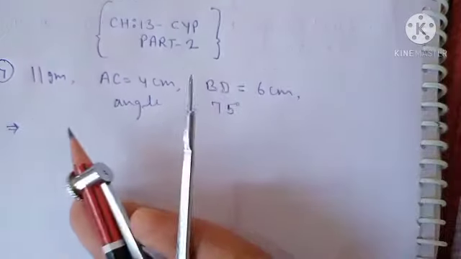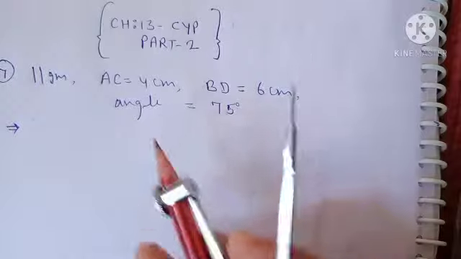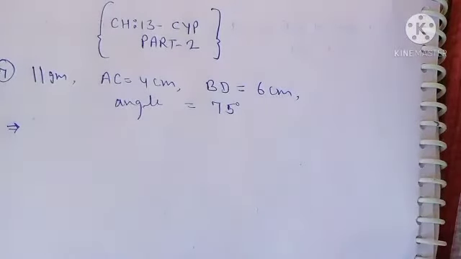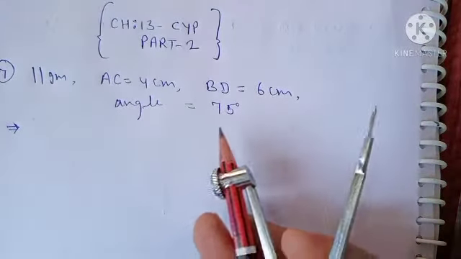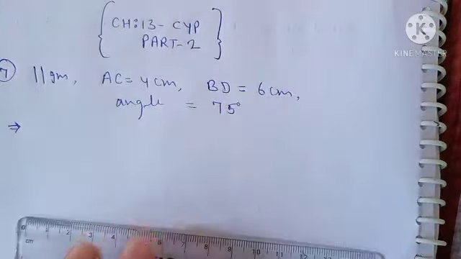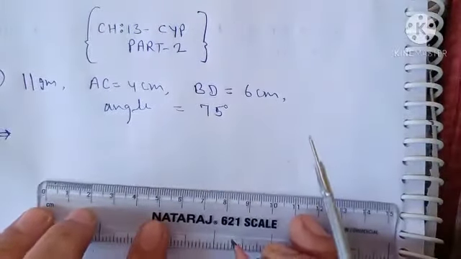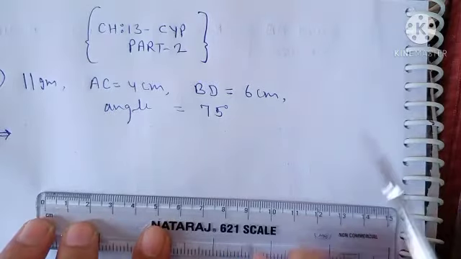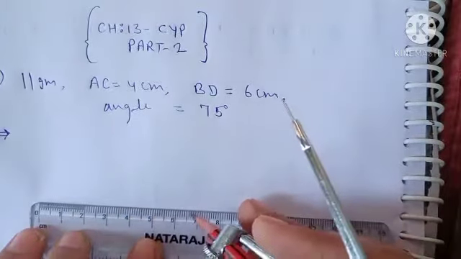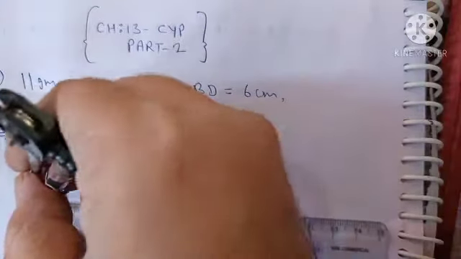Question number 7 is we have to construct a parallelogram where AC is equal to 4 centimeter and BD is equal to 6 centimeter and one angle is given, that is 75 degree. So here you can see two diagonals and one angle is given, 75 degree. Because a diagonal is given, first of all we have to construct a line segment BD of 6 centimeter.